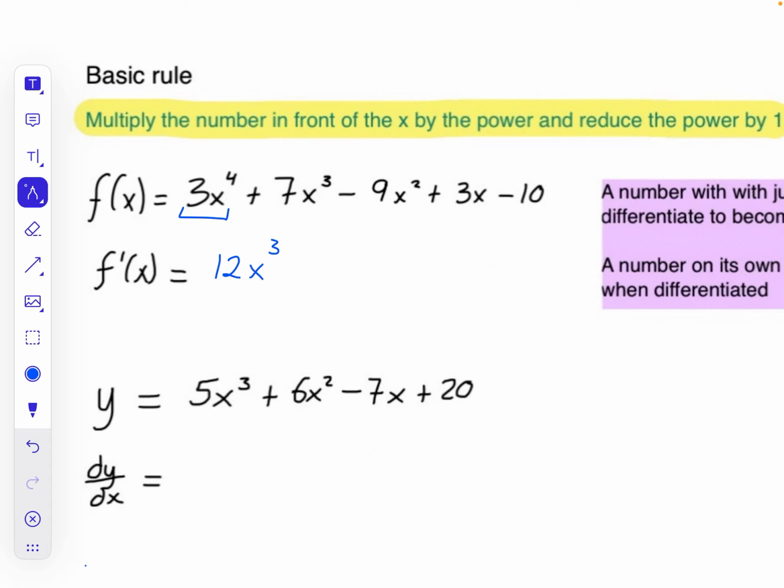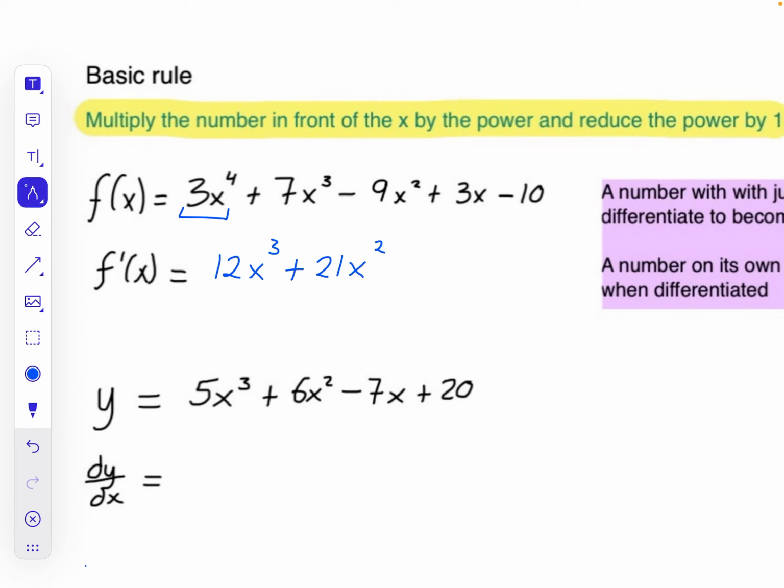And then I'm going to reduce the power by 1. So instead of x to the power of 4, it's going to be x to the power of 3. Okay, I'm going to do the same thing now with the 7x cubed. So I'm going to multiply the 3 by the 7 to give me 21. And then I'm going to reduce the power by 1, which is going to give me x to the power of 2.